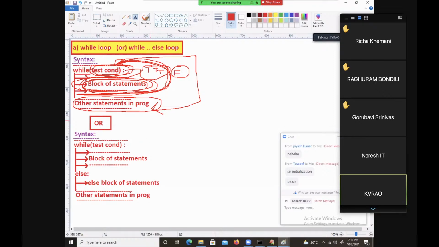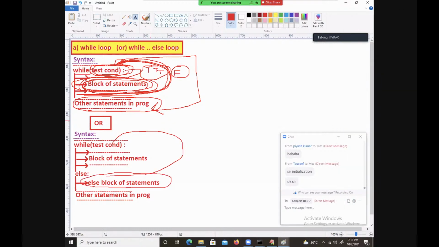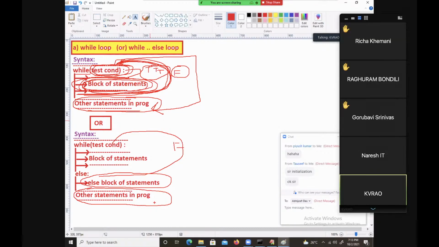When the fourth time the condition was false, it comes to the else block. Execute the else block when the condition is false, and after the else block, execute other statements in the program. Happily, in the place of the else block you can write other statements, no problem at all. Since else is available, we use it. By writing else, we are not getting any special feature. Once the condition is false, it comes out of the while loop, executes the else block of statements if it is present, and then goes to other statements in the program.